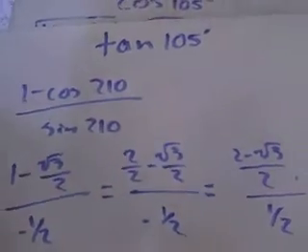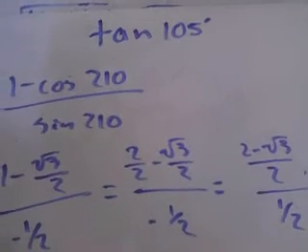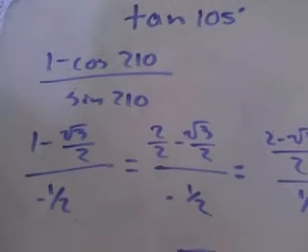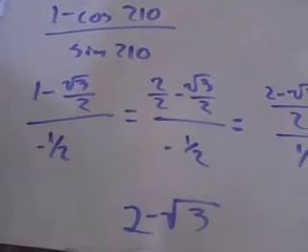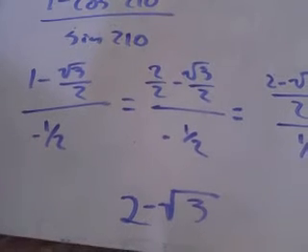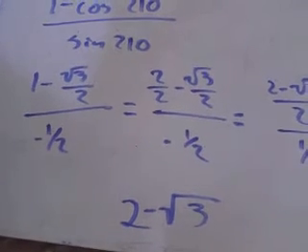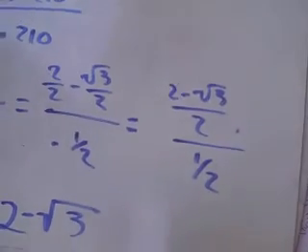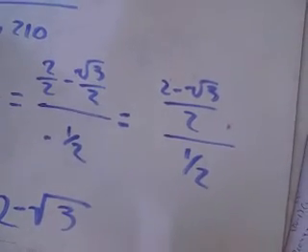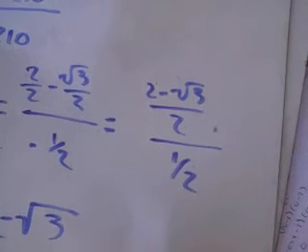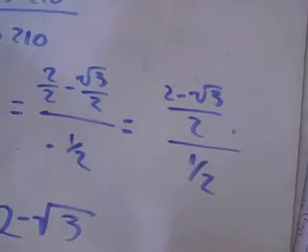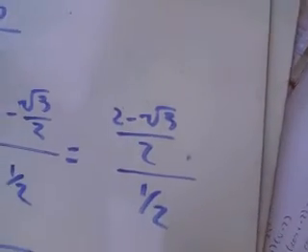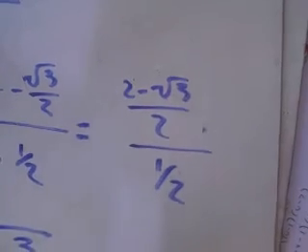It's going to be the same degrees, obviously, and the formula is going to be 1 minus cosine of 210 over sine of 210, and it's going to end up being 1 minus radical 3 over 2, over negative 1 half, which is then going to equal 2 over 2 minus radical 3 over 2, over negative 1 half, since we changed the 1 to 2 over 2 so we can find the common denominator. And then from right here, it's 2 minus radical 3 over 2, over 1 half.